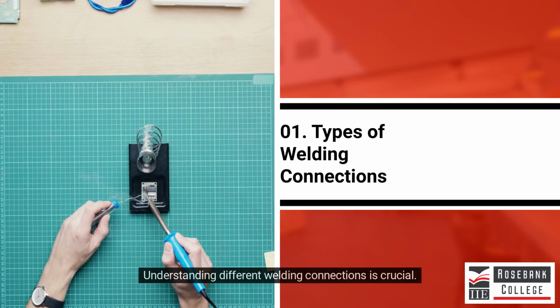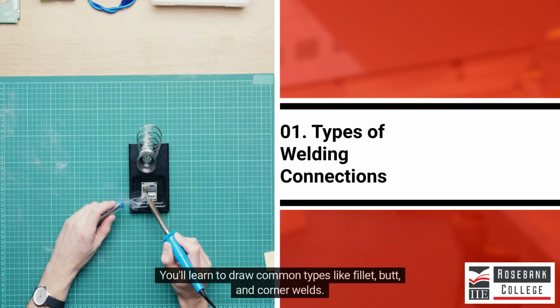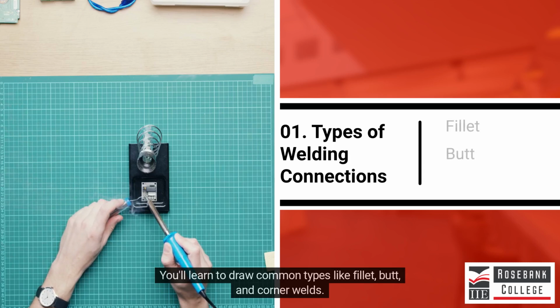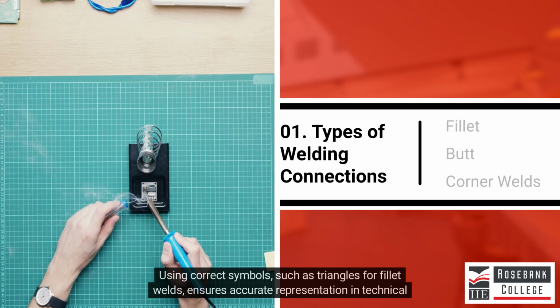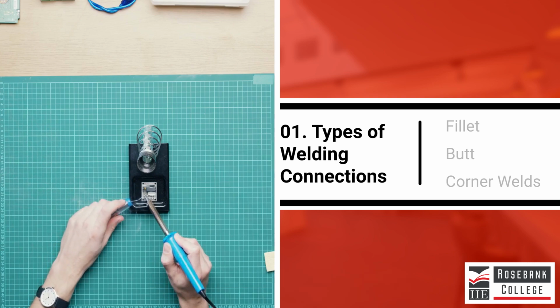Understanding different welding connections is crucial. You'll learn to draw common types like fillet, butt, and corner welds. Using correct symbols, such as triangles for fillet welds, ensures accurate representation in technical drawings.